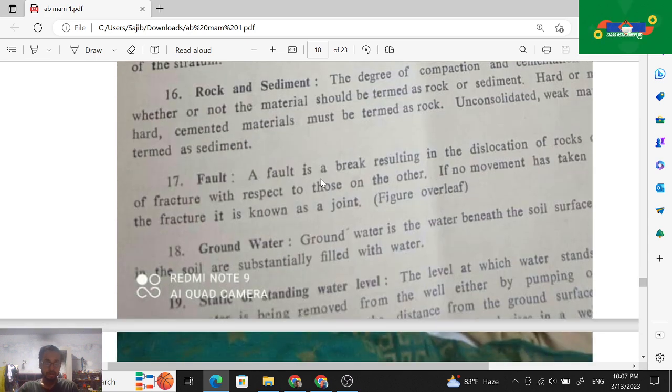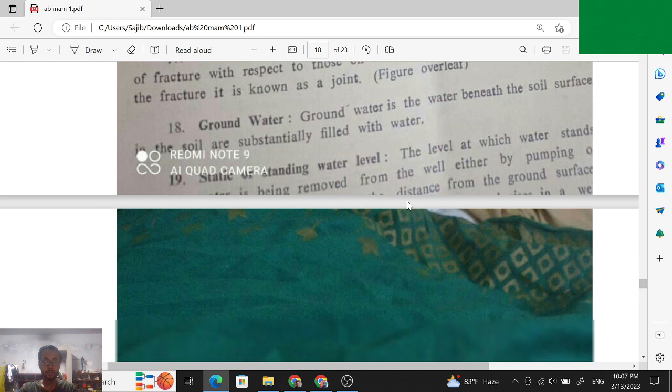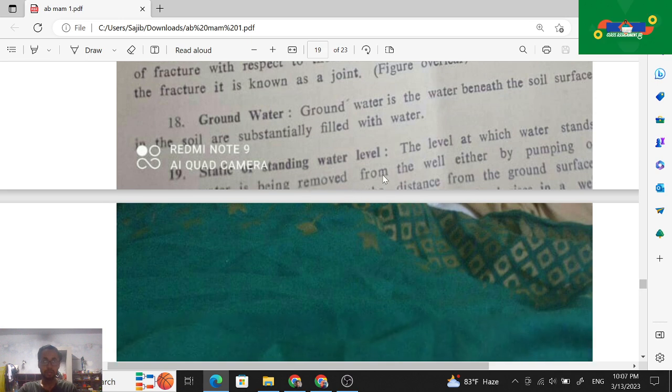Then fault: a fault is a break resulting in the dislocation of the rock on one side of the fracture with respect to those on the other, and if no movement has taken place then the fracture is known as a joint. Then groundwater is the water beneath the soil surface in the soil that is substantially filled with water. Static or standing water level is the level at which the water stands when water is being removed from the well either by pumping or any other method. So this is the standing water level.